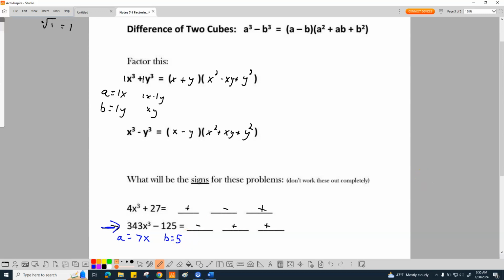So why am I showing you this? Because I want you all to be able to work this correctly. You have to be able to identify your a and b correctly, and once you do, it's easy to go from there. And how do you identify it? You just take the cube root, guys. The cube root of 343 is 7.